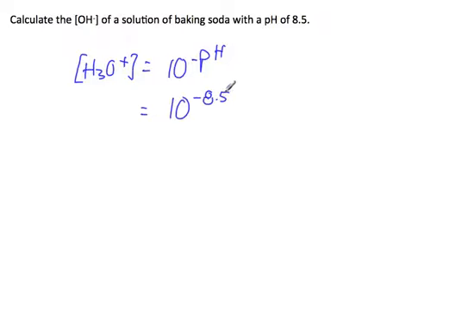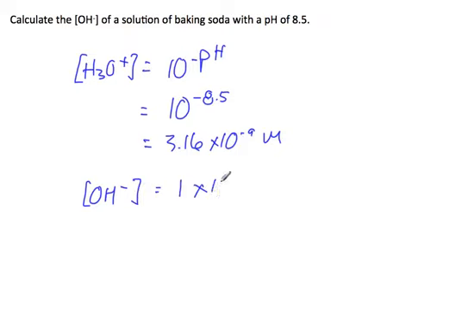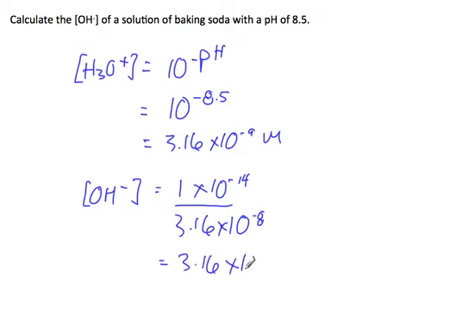We plug that into our calculator and come up with a hydronium ion concentration of 3.16 times 10 to the minus 9 moles per liter. And then we want to find the hydroxide ion concentration from hydronium. So hydroxide ion concentration equals Kw divided by hydronium ion concentration. And therefore the hydroxide ion concentration is 3.16 times 10 to the negative 6 moles per liter.